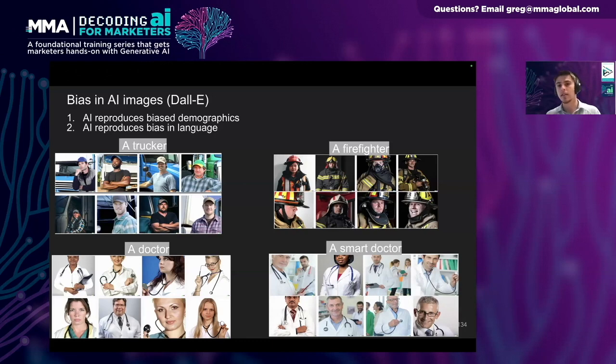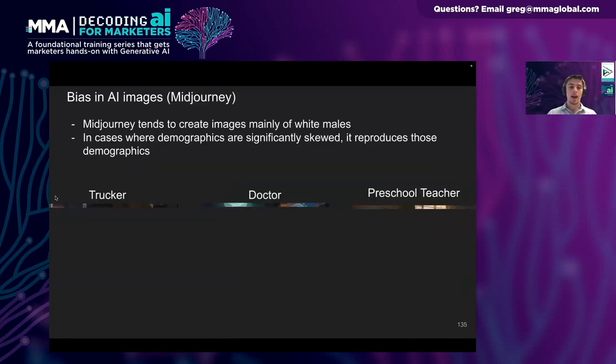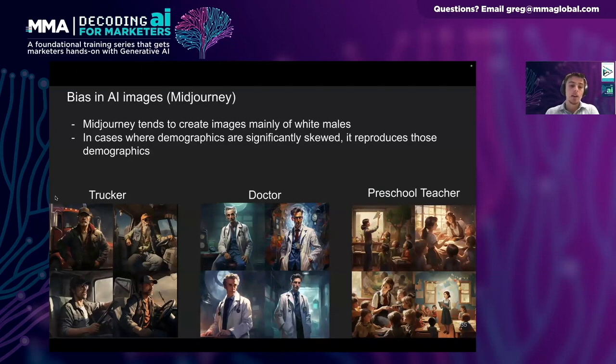So this is obviously very problematic behavior from AI. And like DALL-E, we also find that Midjourney is also biased. Generally, Midjourney will create mainly images of white males by default, and the bias for that is a lot stronger in Midjourney than DALL-E. And if demographics are significantly skewed, it will also only produce images really towards that skewed demographic. So here I ask it for a trucker and a doctor, only gives white males. If I ask for an image of a preschool teacher, it will almost only give women as images.